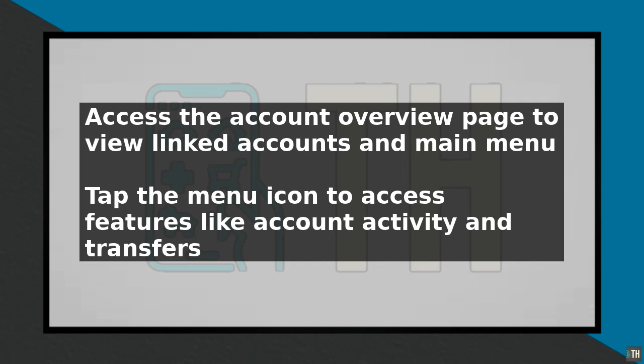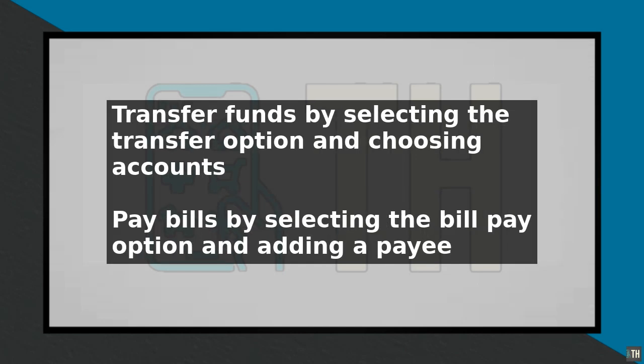To pay bills, select the bill pay option. Choose the account you want to pay from. Add a payee, enter the payment amount, and confirm the transaction. You can also set up recurring payments for regular bills.